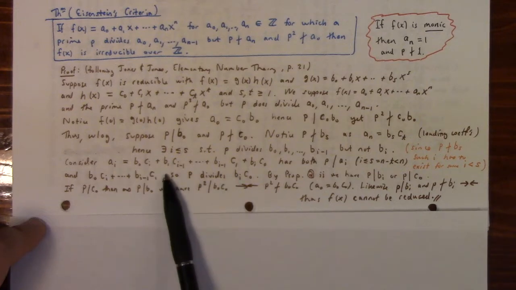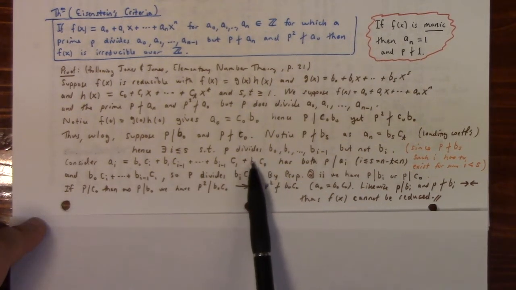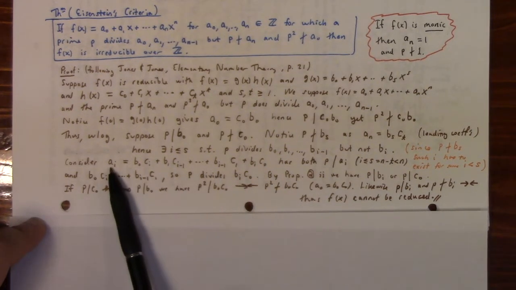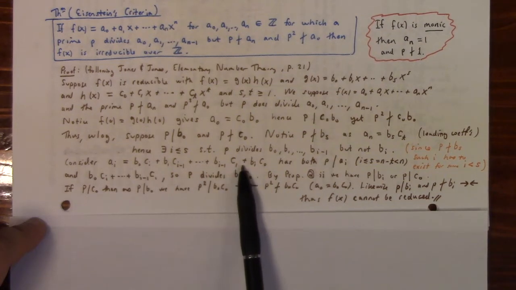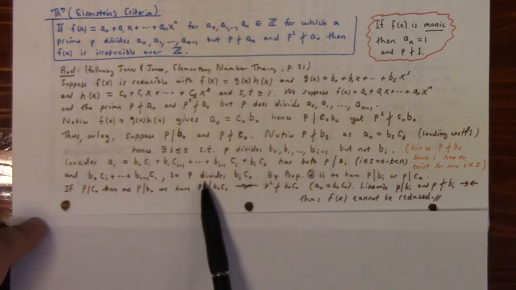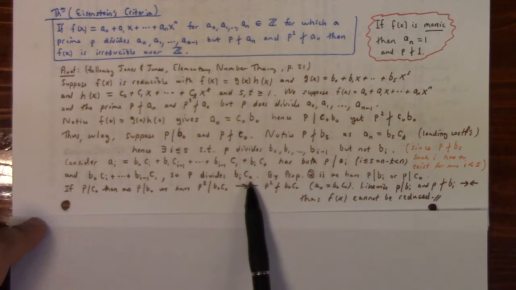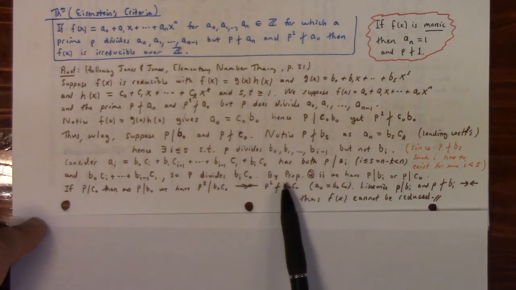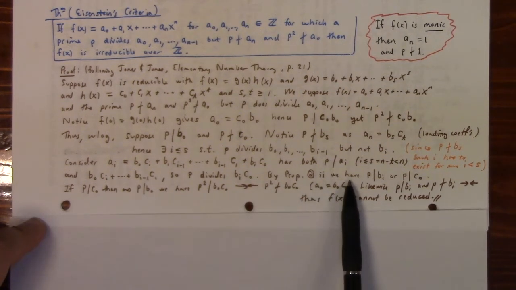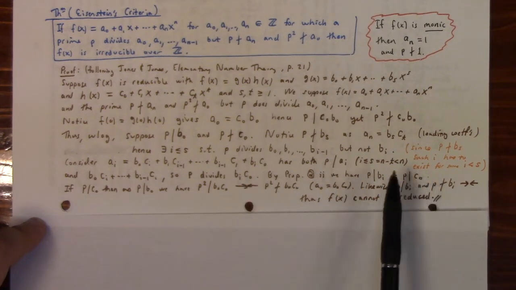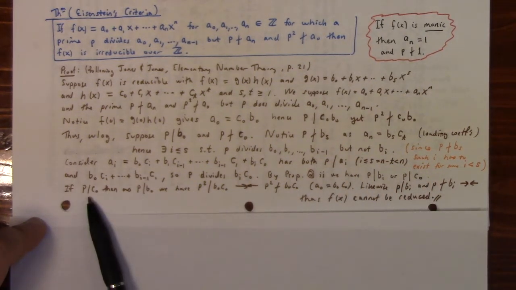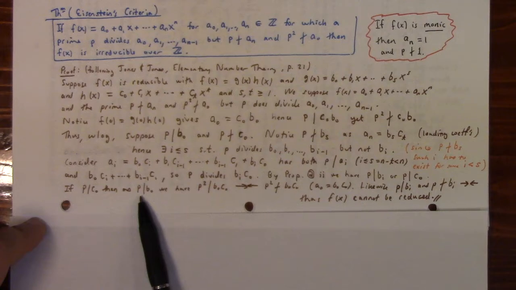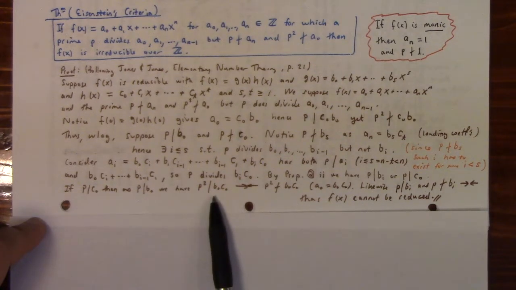So, well, everything except for the last term here, right? But if you divide this and you divide all of that, then you divide the last term as well. So p divides b_i c_0. But by Proposition 2, part 2, we have p divides b_i or p divides c_0. If p divides c_0, then as p divides b_0, we have p squared divides b_0 c_0, which is a contradiction.